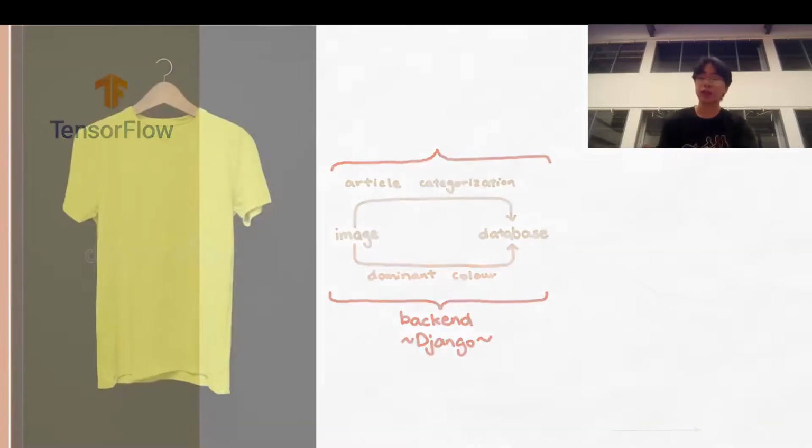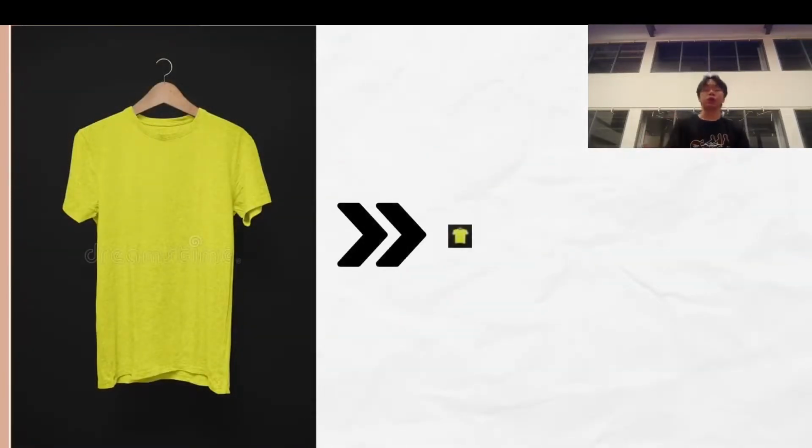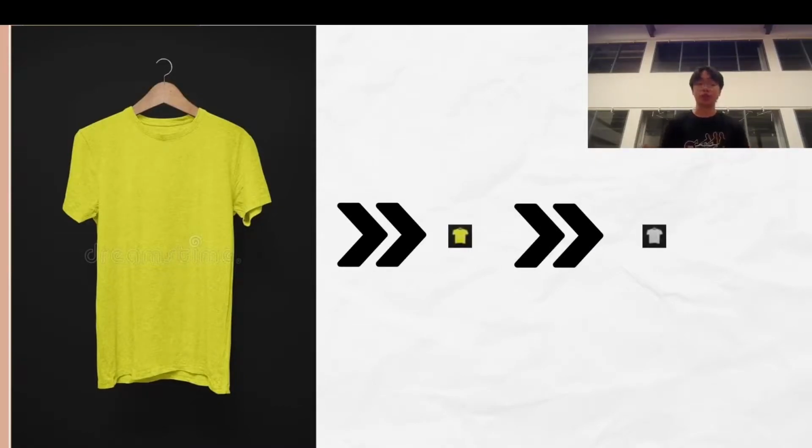So essentially an image like this would be given, we would shrink it into a 28 by 28 pixel map, and then we grayscale it. Essentially we do this because this is what the machine model has been trained on.